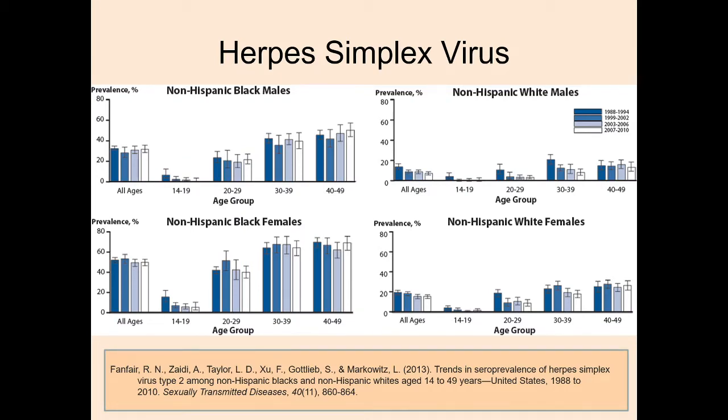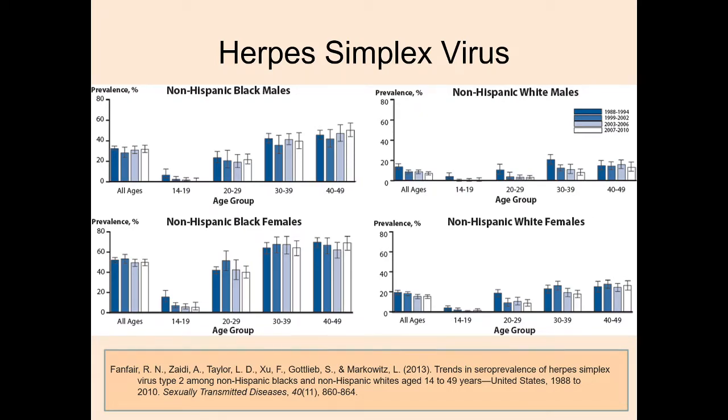So we've broken it down by sex, males on top and females on bottom. And then we've broken it down by just two major racial groups. We've got Blacks on the left and Hispanics on the right. And we've got different years of data collection. So the darkest bar is from 1988 to 94. The next darkest bar would be the 1992 to 2002 data. The light blue bar is 2003 to 2006, and then the white bar is 2007 to 2010.